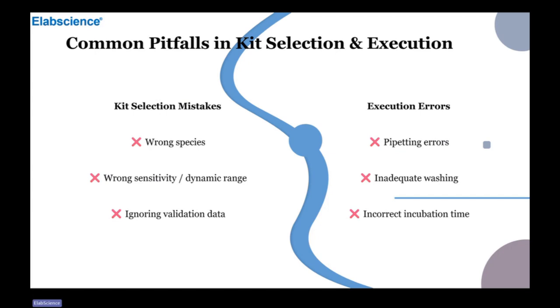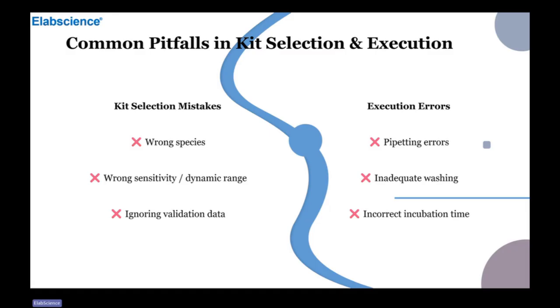Now, there are two main types of pitfalls in ELISA: kit related and execution related. Kit mistakes include selecting the wrong species, ignoring the sensitivity requirements, or skipping the validation checks. Execution errors occur during the experiment, such as poor pipetting technique, inconsistent washing, or incorrect incubation times.